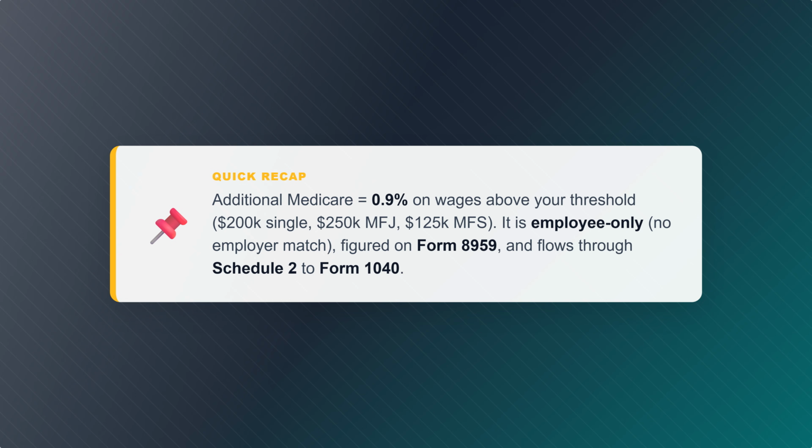Quick recap on the additional Medicare tax. It's 0.9% on wages above your threshold, $200,000 for single, $250,000 for married filing jointly, $125,000 for married filing separately. It's employee only, no employer match. You figure it on Form 8959, and it flows through Schedule 2 to Form 1040. Got it. Let's move on.